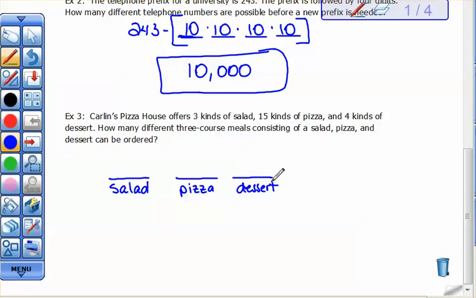So let's see, salad. How many different kinds of salad did he have? We could choose any one of these 3. So I'm going to say 3 kinds of salad. There were 15 kinds of pizza, and there were 4 kinds of desserts. So the fundamental counting principle says if I multiply those all together, I end up with the total number of different arrangements that we could have. In this case, it would be 180. Now, if I wanted to talk about the probability of getting a specific combination, well, now that would have to be 1 over 180. Total successes out of total possible.